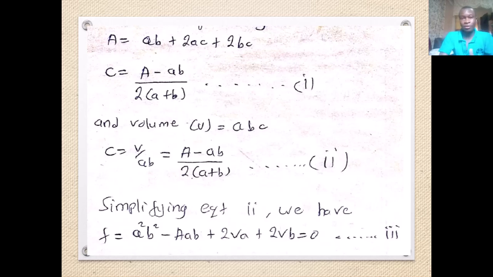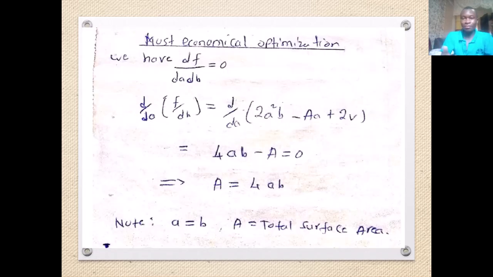Following the same procedure, we are going to express c from the expression of A as that, and then V as that, and we are going to equate these two expressions of the height, which is c, and then simplifying it, we are going to have the model as a squared b squared minus aab plus 2va plus 2vb is equal to 0. That is the model, and that's how this function came about and how it has been derived. It's just simple geometry, and then things are being made up.